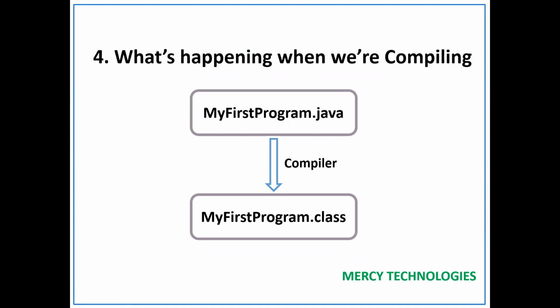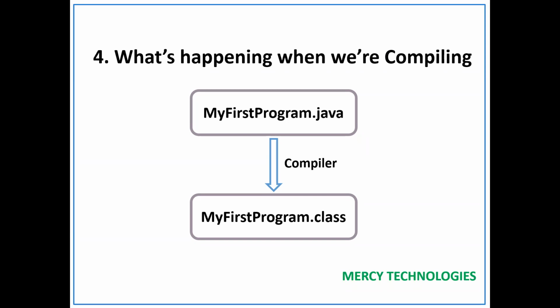When we are compiling, the compiler comes into the picture. It verifies all the syntax line by line. If there is any compilation error, it throws a compilation error. We need to correct it and recompile it. If there are no compilation errors, it creates a bytecode file called a dot class file, with the same name as the .java file.